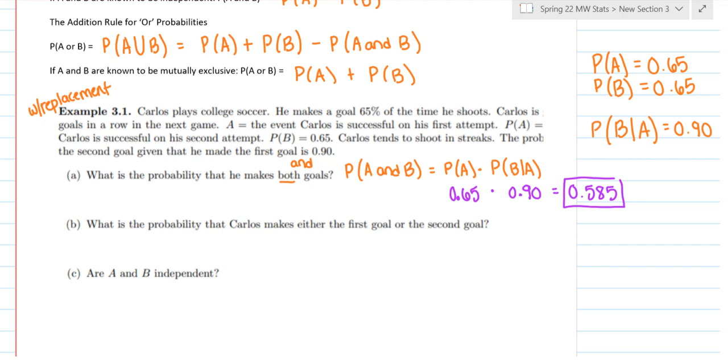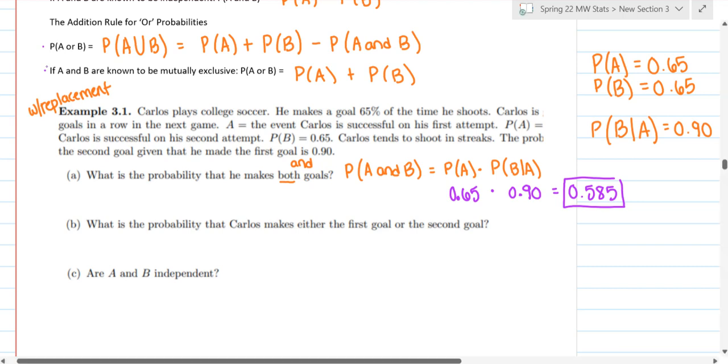All right, what is the probability that Carlos makes either the first goal or the second goal? So this is now an OR probability. Okay, so this one, we have to look at both of these formulas. Are they mutually exclusive? Can they happen at the same time? You can get the first goal and the second goal?